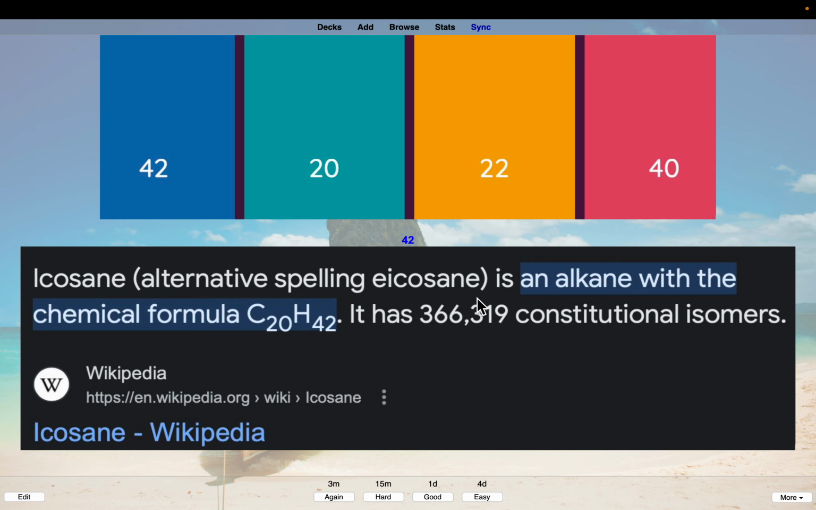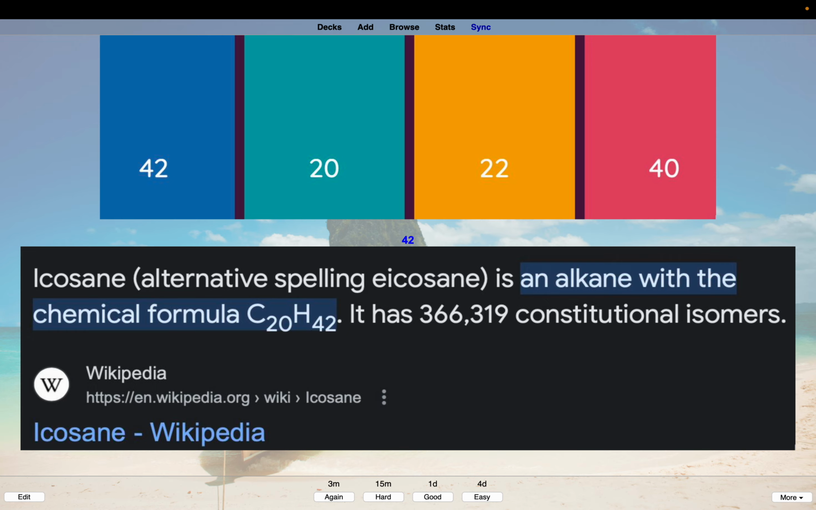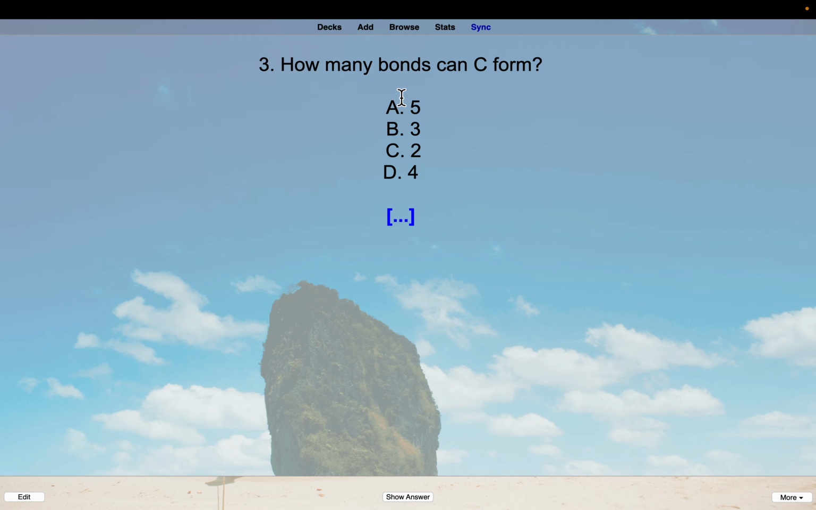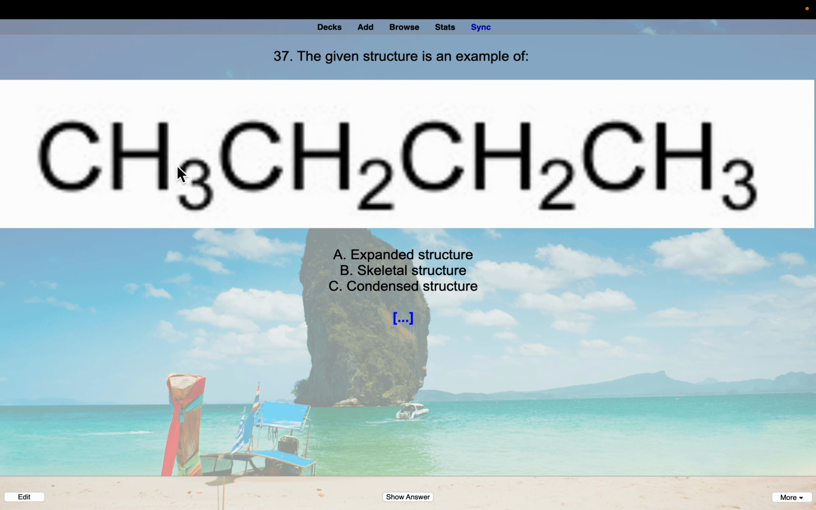We don't have to know this, at least in my class, we didn't have to know this anymore. About isomers. How many bonds can carbon form? 4 bonds. The given structure is an example of... This is definitely not skeletal. You should be seeing lines if it were a skeletal structure. You can't say that it's an expanded structure either. Where's the expansion in that? Most likely the answer is condensed, which is correct.